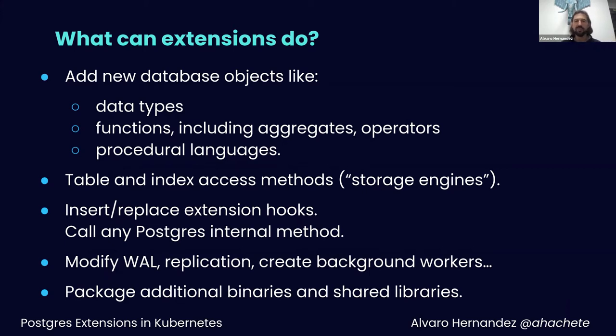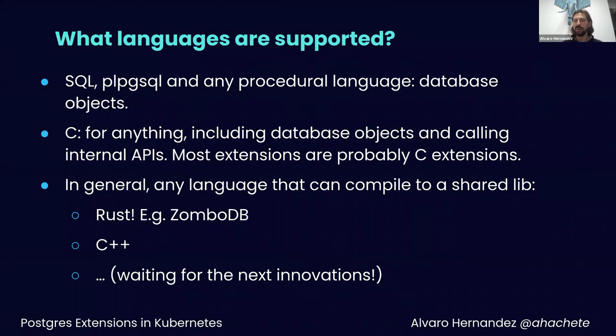You could also do replication and WAL, which affects the durability of the database. You can create background workers, which are processes managed by the database to perform different tasks. And you can even include external files in the database, like binaries or other kinds of data that may also come packed as extensions. So how do you program an extension?